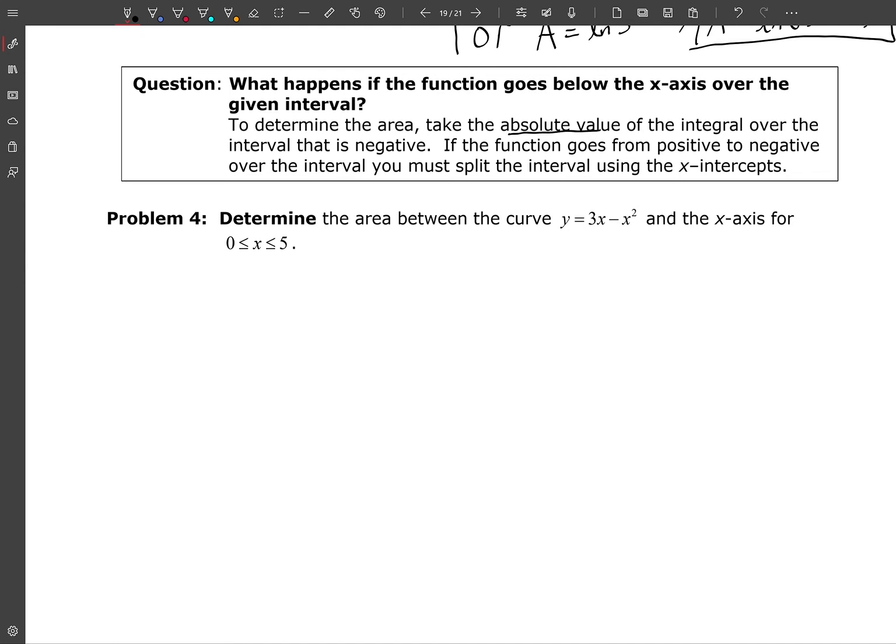So first, I'm going to draw this. I want to know where my x-intercepts are. That's going to be important. To get my x-intercepts, I have y equal to 3x minus x squared, which I can rewrite as negative x times x minus 3, which means my x-intercepts are (0, 0) and (3, 0).